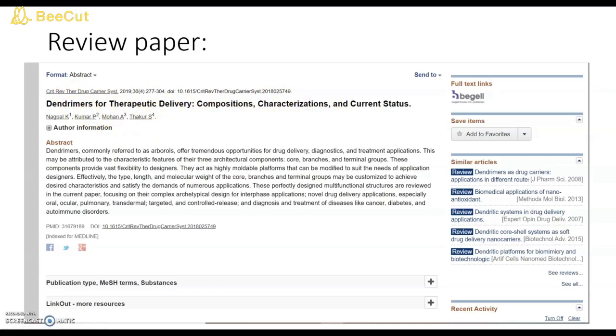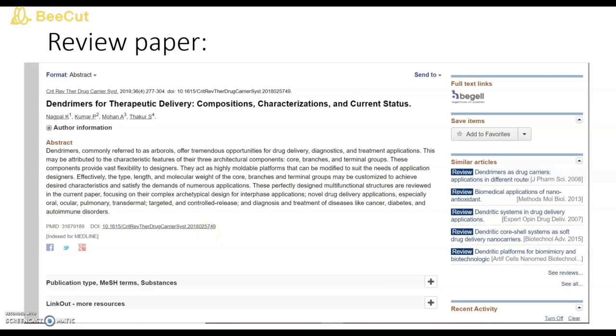It has been reviewed in the existing literature, and then has been put forward, submitted to the journal, and finally it got published in the year 2019 in the journal Critical Reviews in Therapeutic Drug Carrier Systems. Okay, so this is the DOI of this particular review paper. And in the summary form, this is the abstract, and this is the unique identification number, DOI, of that particular paper. Okay, so this is also one of its kind.